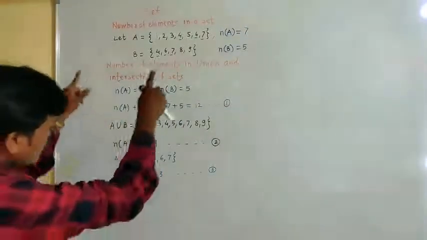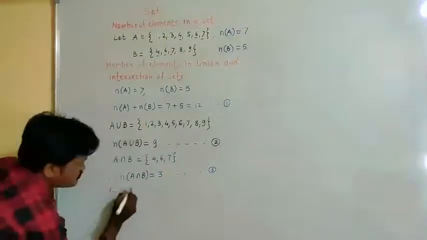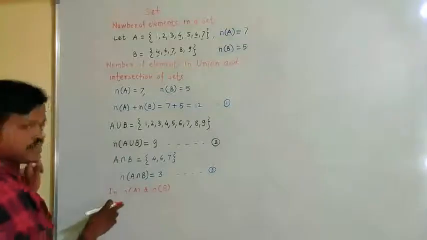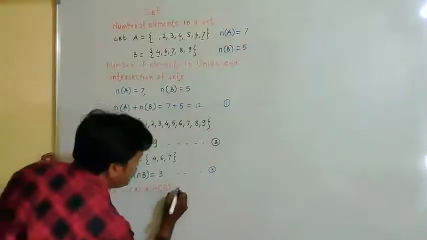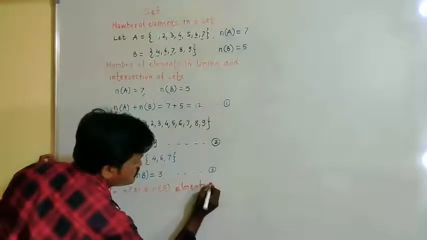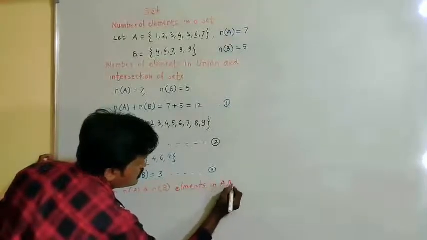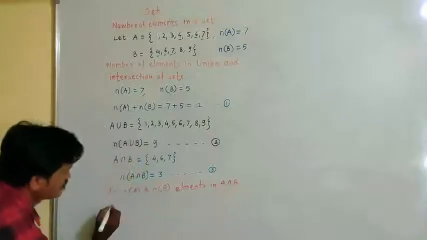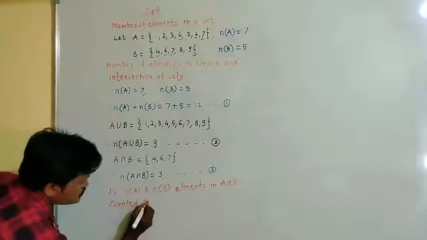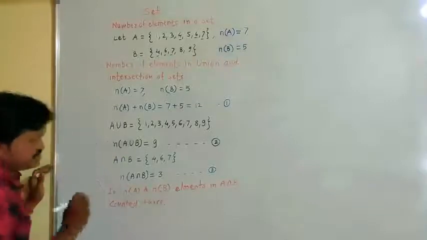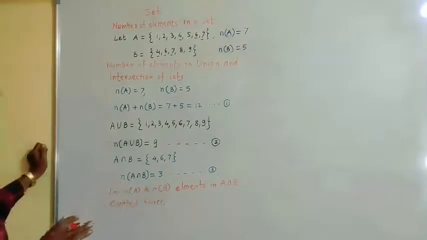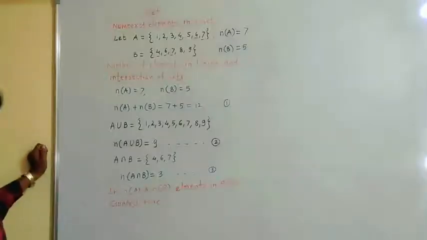Now from all this we make one formula. In n of A and n of B, elements in A intersection B are counted twice. A intersection B काढत असताना त्याच्यातील घटक दोन वेळा मोजले जातात. So what do you get here?